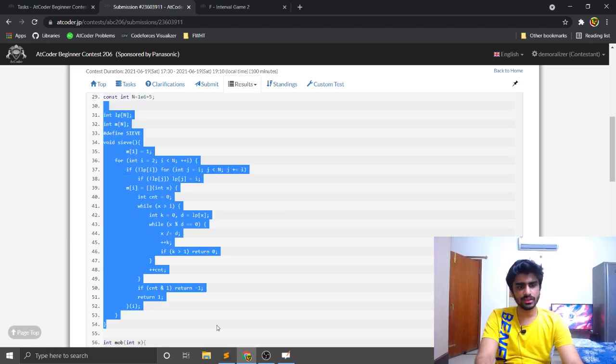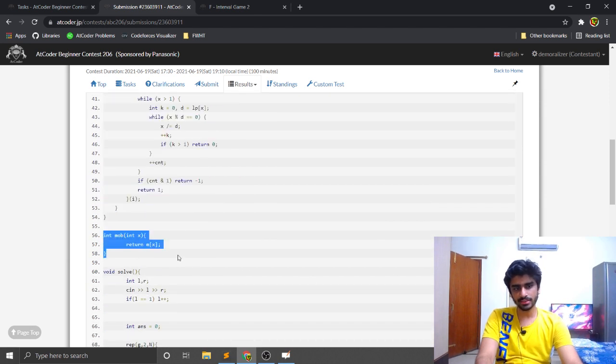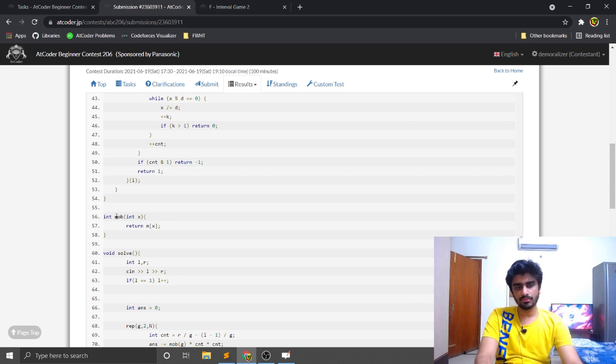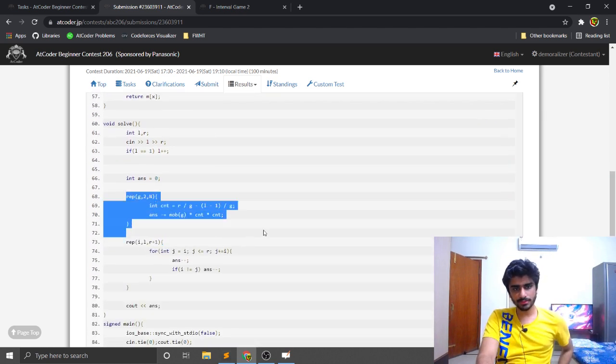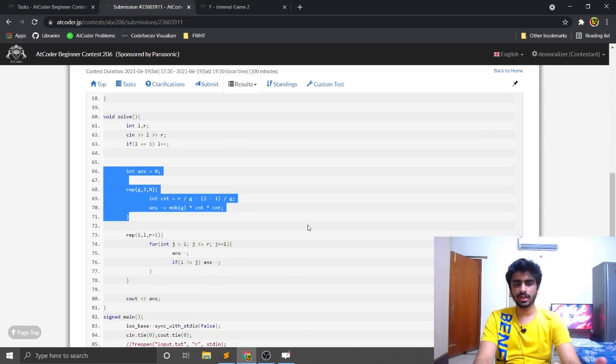So this is a code which finds the Mobius function, and then I have made a function that returns the Mobius function of x. So mob of 1 will be 1, 2 will be -1, 3 will be -1, and 4 will be 0, and so on. Then till this part, what I'm trying to do is just find the total number of non-coprime pairs.